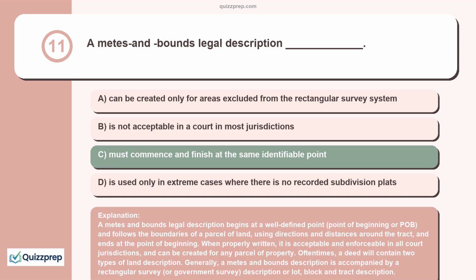A metes and bounds legal description begins at a well-defined point of beginning, or POB, and follows the boundaries of a parcel of land, using directions and distances around the tract, and ends at the point of beginning. When properly written, it is acceptable and enforceable in all court jurisdictions, and can be created for any parcel of property. Oftentimes, a deed will contain two types of land description. Generally, a metes and bounds description is accompanied by a rectangular survey, or government survey, description or lot, block and tract description.